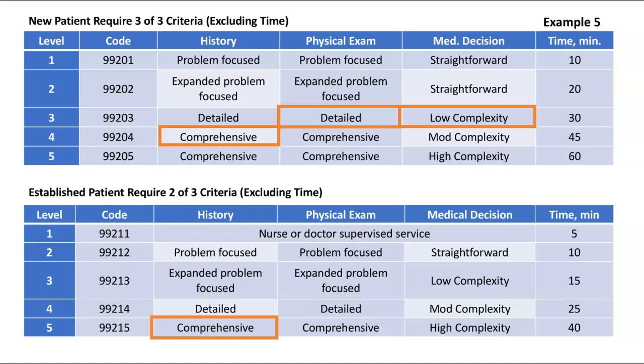For an established patient, the comprehensive history puts us down at level 5 there, but then we have the detailed physical exam and we have low medical decision making. So we have it spread all the way across. But for an established patient, we only need 2 of the 3 categories to make the threshold. So because the history is comprehensive and the physical exam is detailed, this is a level 4 established patient.